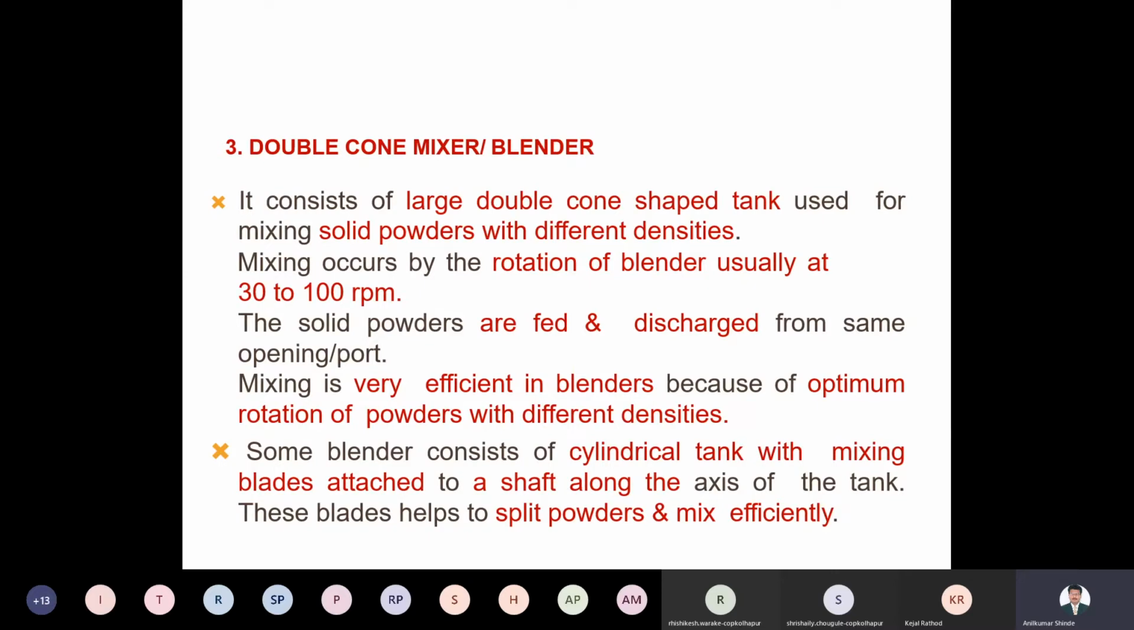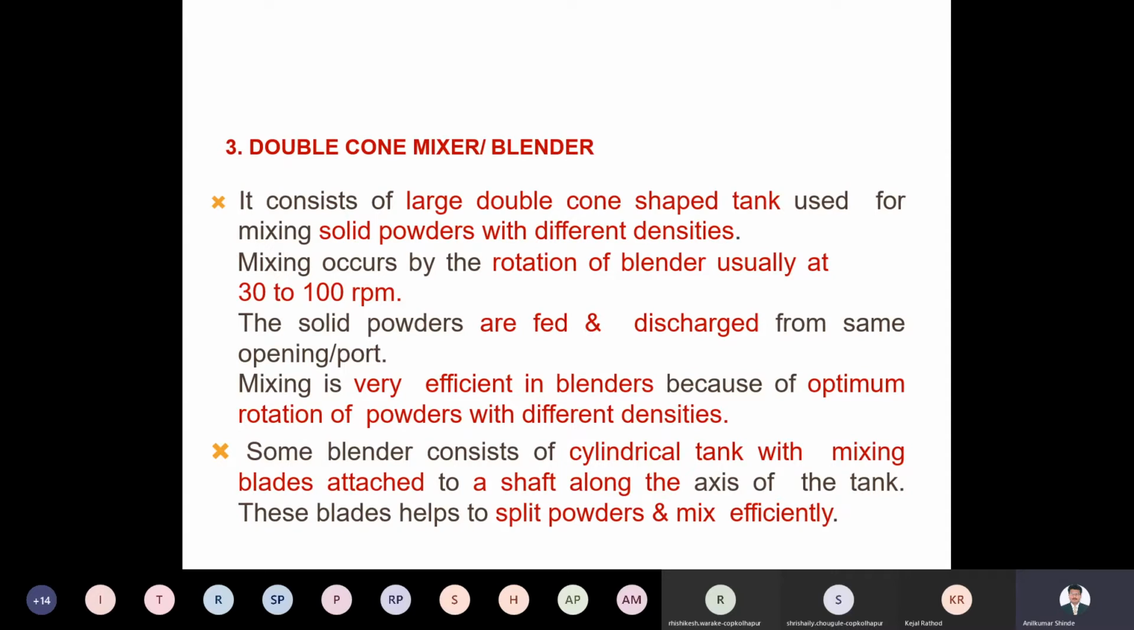It is generally used for mixing solids having different densities. If the materials have different densities, this type of mixer is particularly used. It is used only for solid powders, not for semi-solids. Only solid powder can be mixed with the help of this double cone blender, or mixer. Mixing in the rotating blender usually occurs at 30 to 100 RPM.